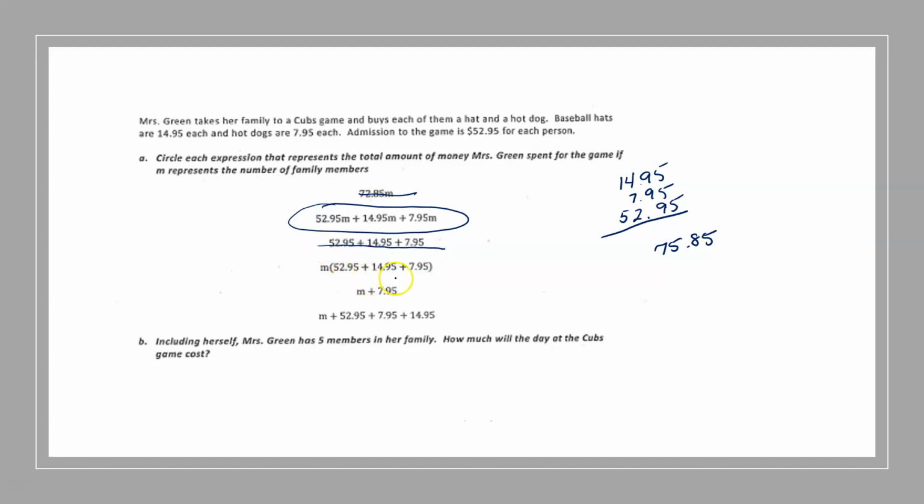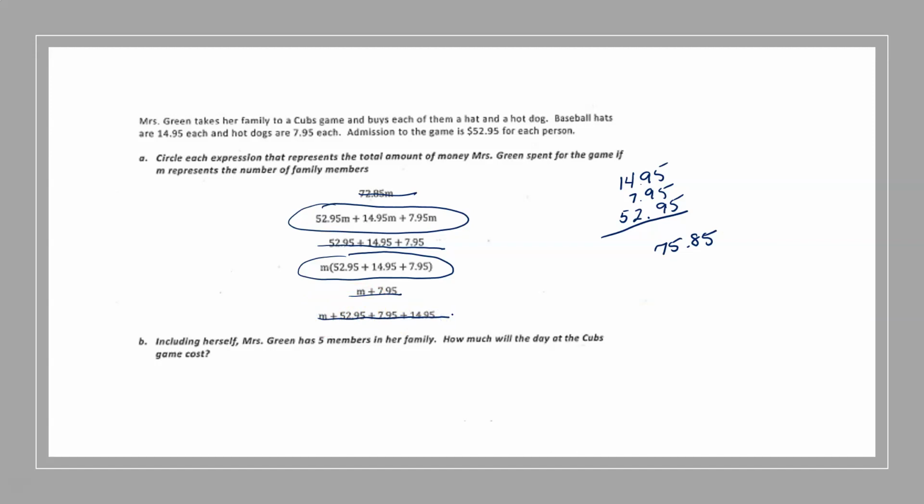And this one here takes all of the things and adds them together on the inside, and then multiplies by the number of people. So this works. This one doesn't work. And this one takes everything and adds it together and then adds the number of people. So it doesn't work.